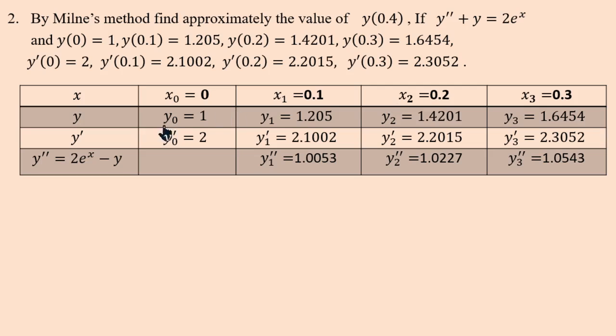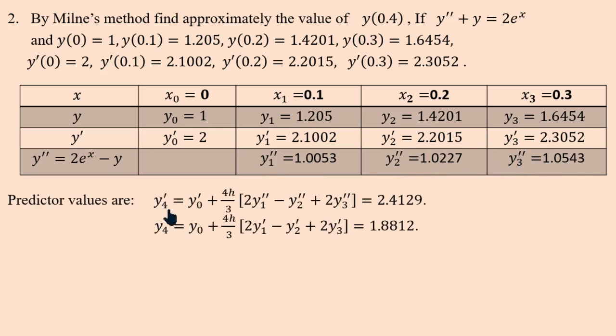After substituting all this, now substitute x, y, y dash value in y double dash, that is 2 e power x minus y, 2 into e power 0.1 minus 1.205, that is 1.0053. Similarly here 2 into e power 0.2 minus 1.4201 and 2 into e power 0.3 minus 1.6454, that is 1.0543. After calculating y1 double dash, y2 double dash, y3 double dash, the predicted value of y4 dash is y0 dash plus 4h by 3, 2 y1 double dash minus y2 double dash plus 2 y3 double dash.